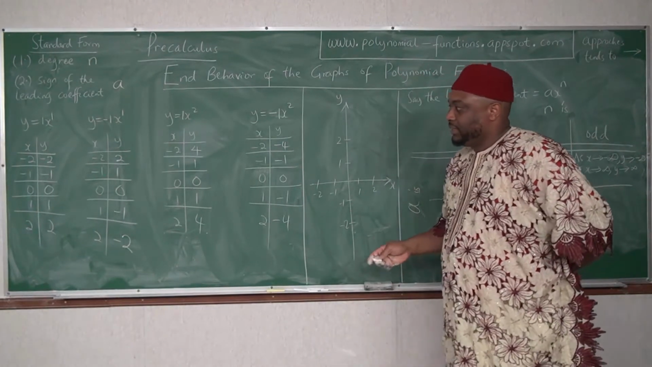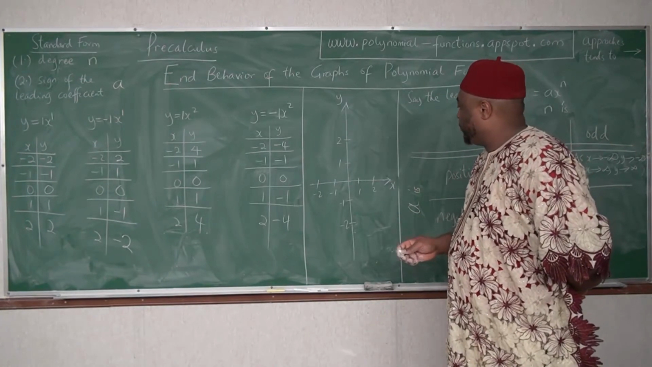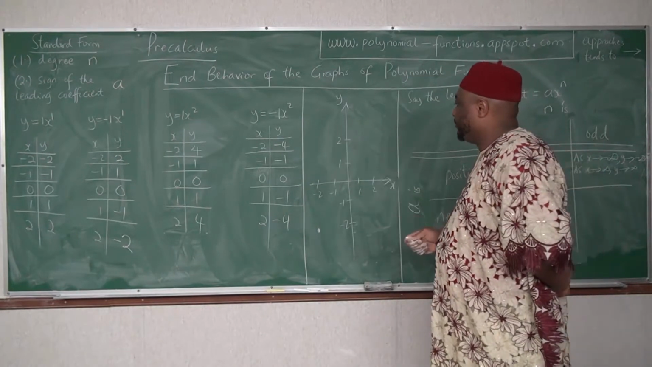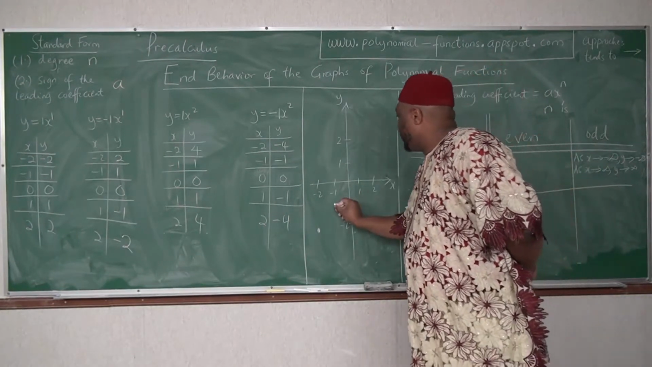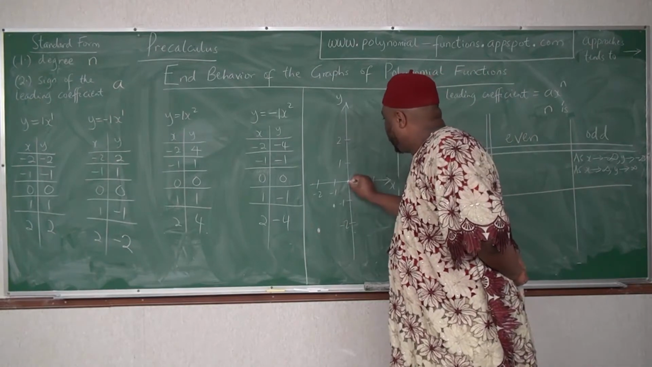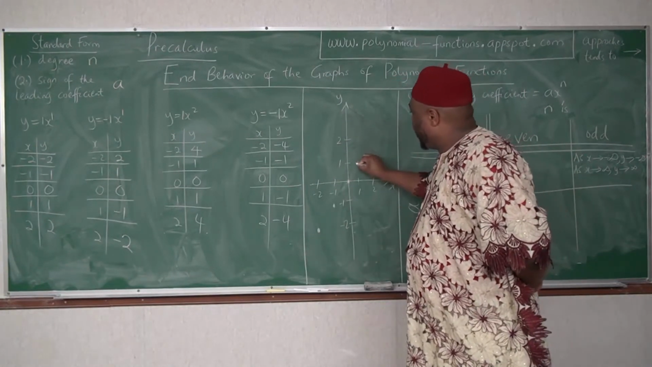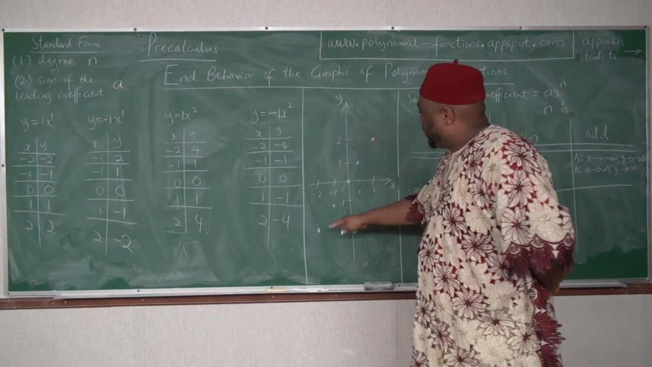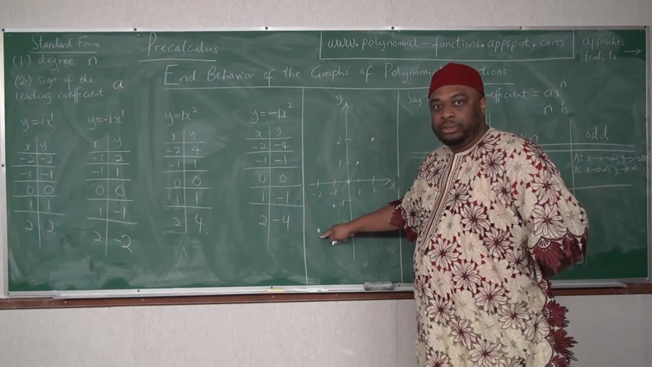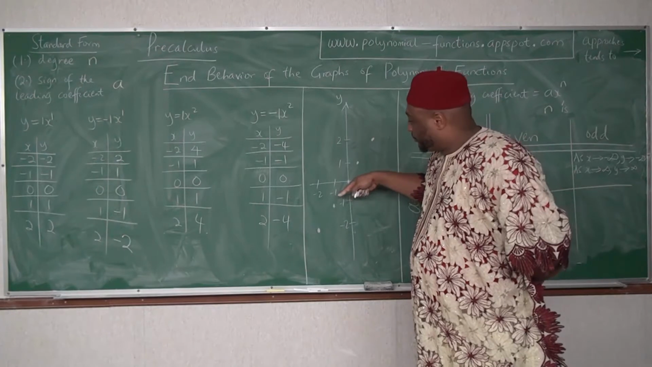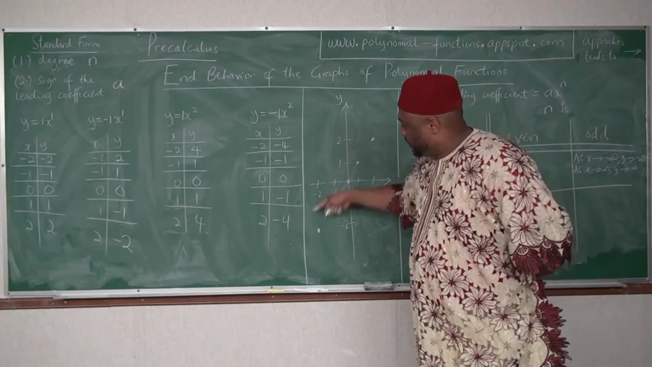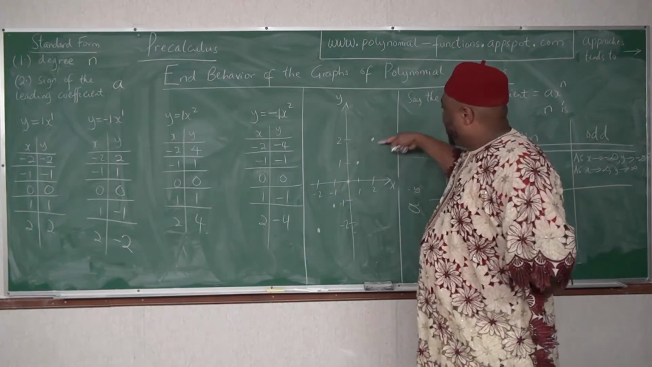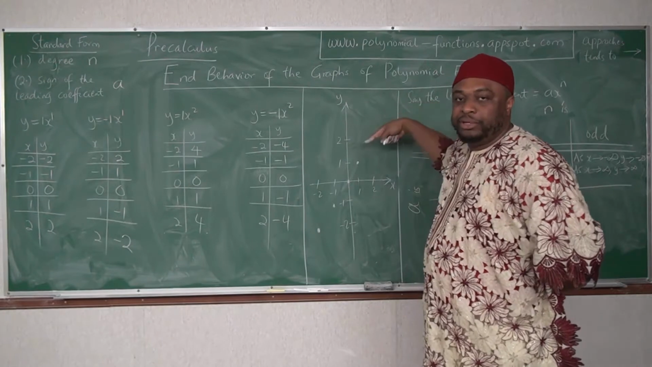When x is negative 2, y is negative 2. So that is this. Of course, this will be your straight line. It's a linear function. When x is negative 1, y is negative 1. When x is 0, y is 0. When x is 1, y is 1. When x is 2, y is 2. So as you can see here, as x approaches negative infinity, y will still approach negative infinity. And as x approaches positive infinity, y approaches positive infinity.